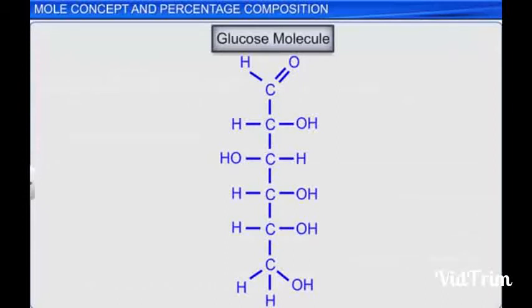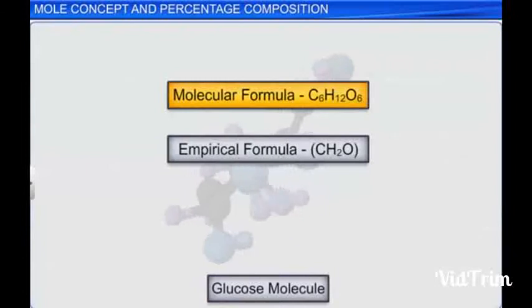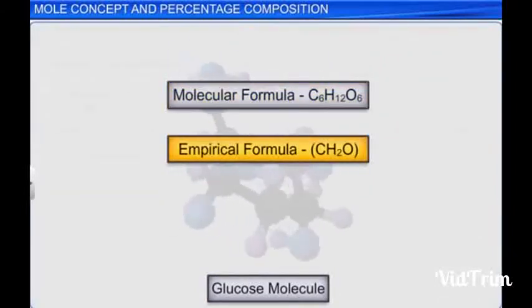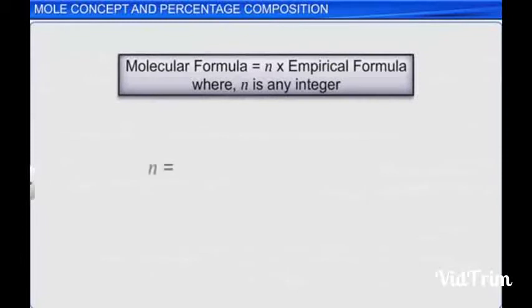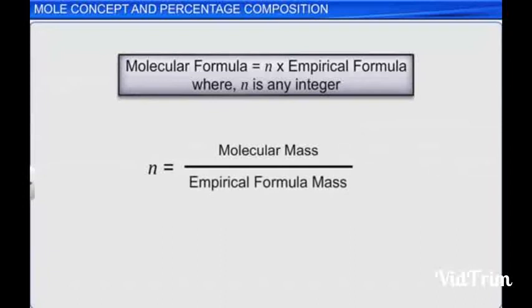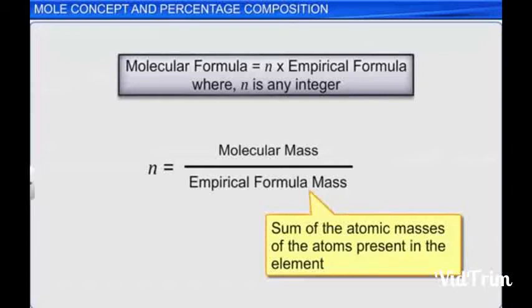The molecular formula of a compound is an integral multiple of the empirical formula. The equation can be illustrated as shown. The value of n can be obtained by dividing the molecular mass by the empirical formula mass. The empirical formula mass is the sum of the atomic masses of the atoms present in the empirical formula.